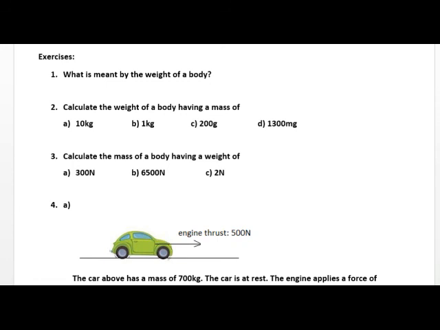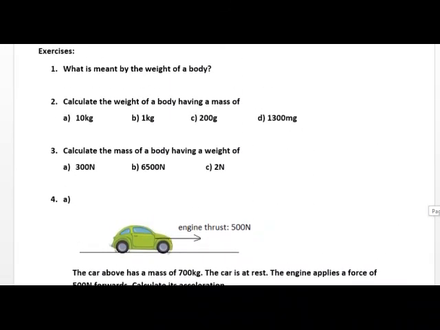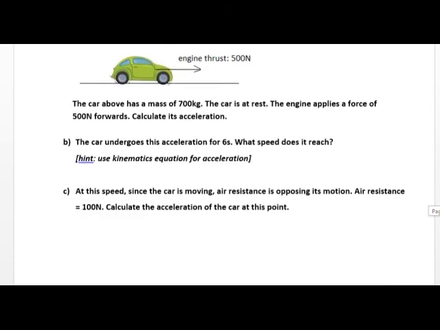Okay, and now you can try the exercises at the end of that I sent you. Well, all these exercises use the formula explained in the document.